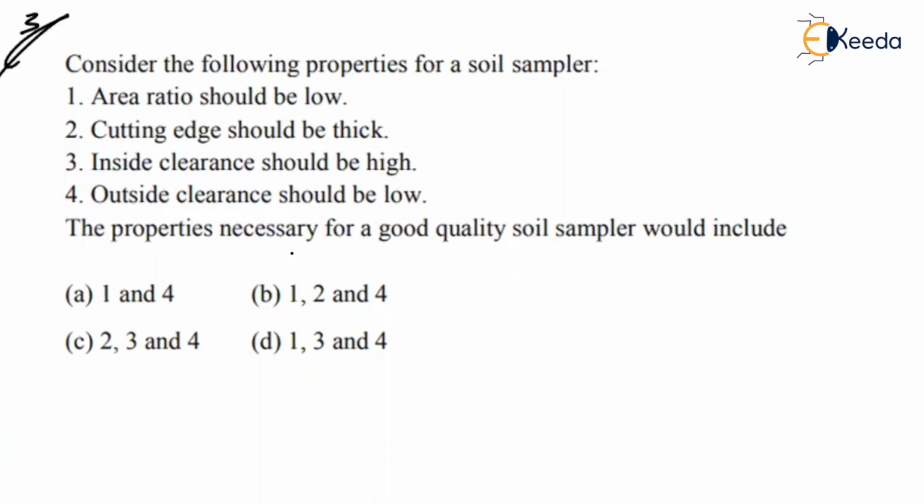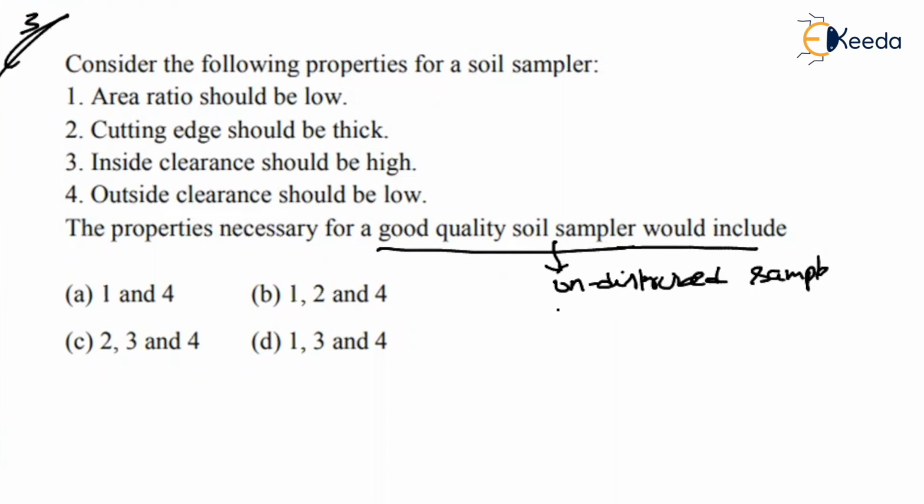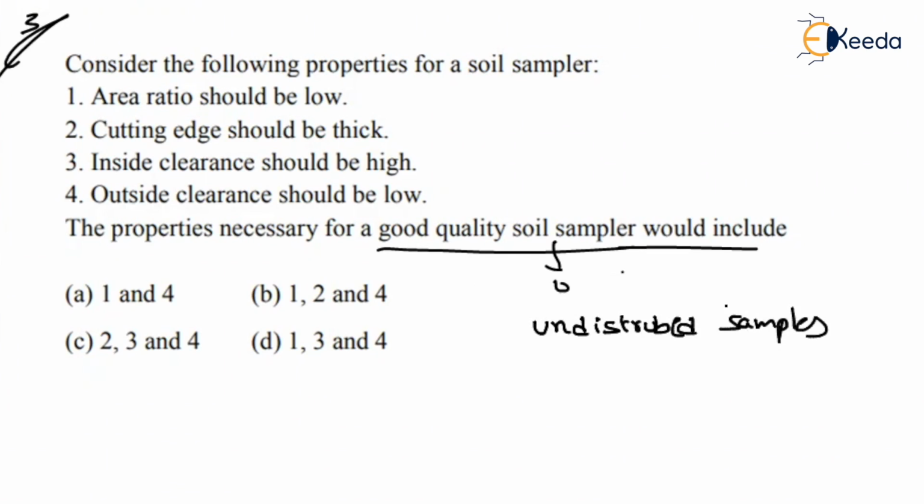So what we have to see here, from this question you have to select what is the correct option. Consider the following properties of the soil sampler. The properties necessary for good quality of soil sampler. What is the good quality of soil sampler? That means we have to get the undisturbed samples. So if you want to get the undisturbed samples, then what are the properties of the sampler? Undisturbed samples. So what are the options?